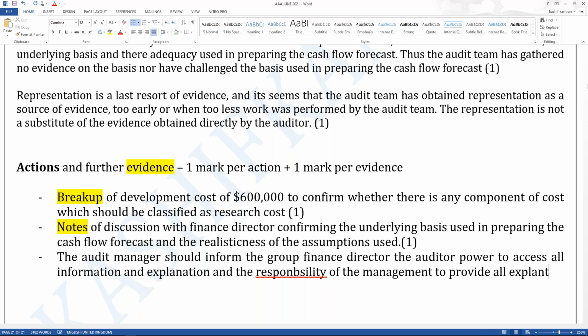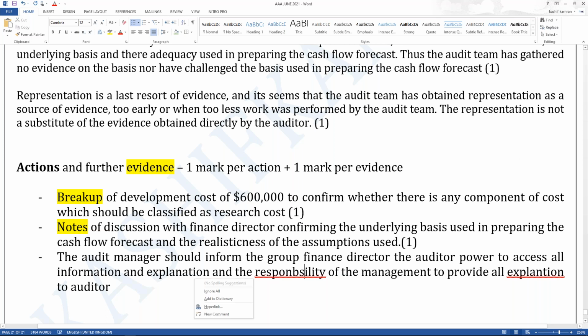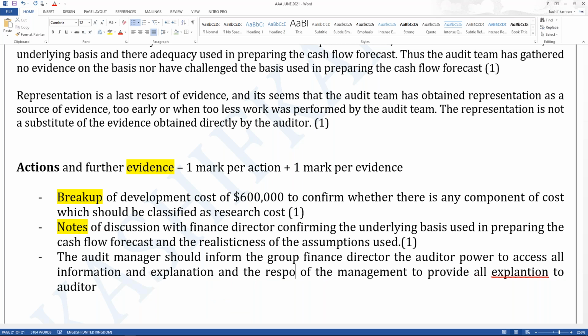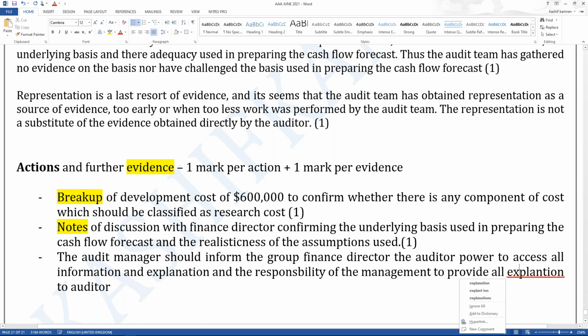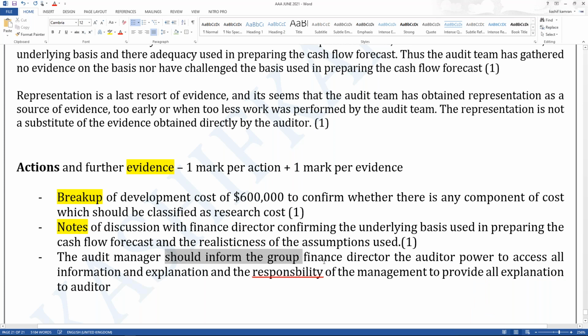So do you need to clarify this to the finance director, that this is my responsibility and this is my power and this is your responsibility? So you cannot be reluctant here, right? Should I tell him that you have an audit engagement letter? Kindly see the audit engagement letter I sent you before the start of the audit. So is that an action that you should inform the group finance director of your powers? Should inform the group finance director.